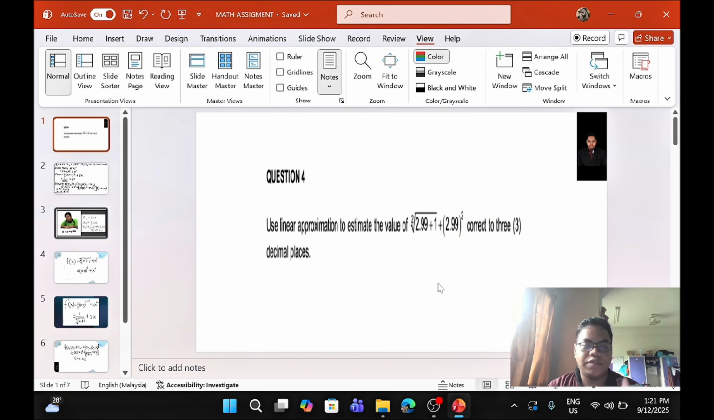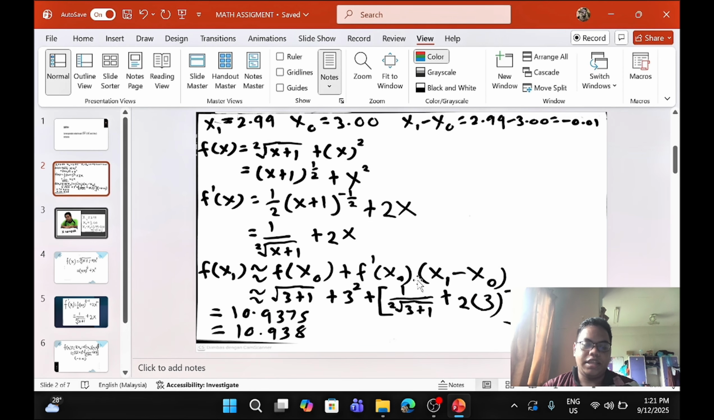Today I want to answer question 4. Use linear approximation to estimate the value of square root of 2.99 plus 1 plus 2.99 squared, correct to 3 decimal places. Okay. This is an overview of what we will do today. After this, I will break it down in more detail.